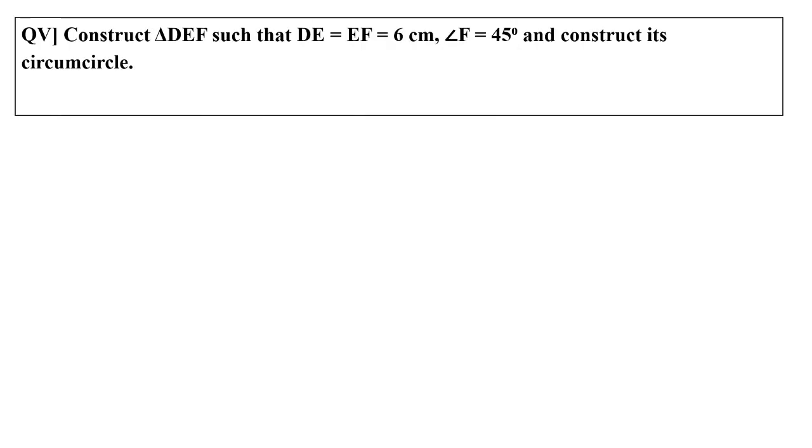Now the construction: triangle DEF such that DE is equal to EF, 6 centimeter, and angle F is given as 45 degrees, and construct its circle. So yes, this is homework for you. You can do it yourself, as it was explained in the class.